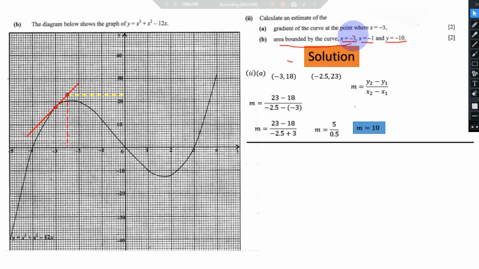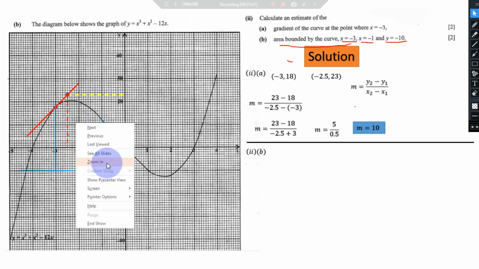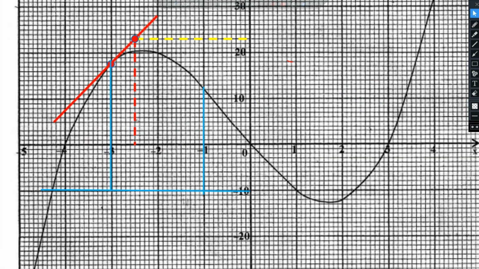So x equals -3. You can see the line, I've drawn the blue line there. So this is my x equals -3. You do the same, you draw that line because you want to indicate the portion. Then we have x equals -1. I've drawn a blue line there up to the curve only. Then y equals -10. So y values are going like this. So y equals -10 is right here. You can see a blue line there. So this is the portion that we have.